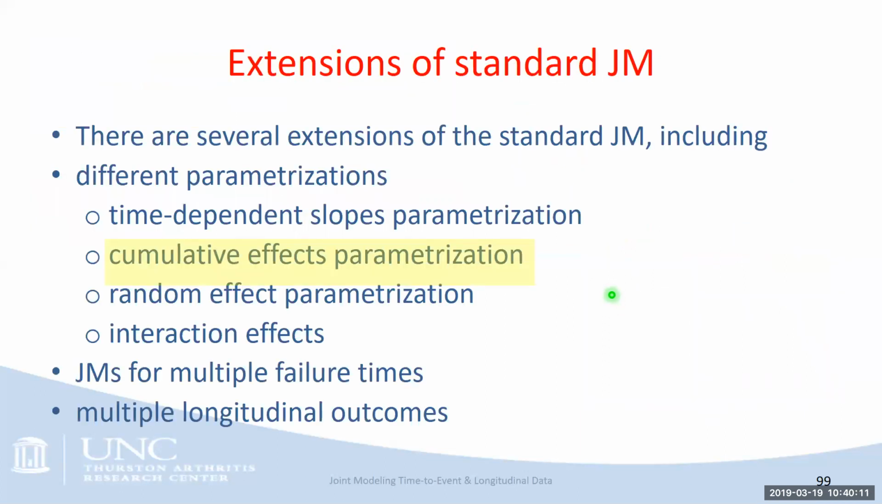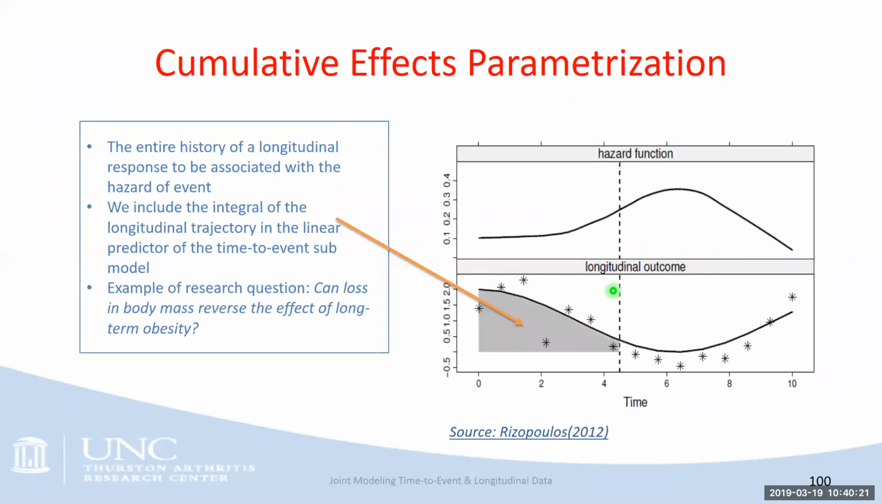So the purpose of cumulative effect parameterization is to include the entire history of the longitudinal response in the survival submodel. Look at this picture. It can be done with the integral of the longitudinal trajectory. And here is an example when this extension can be useful. Imagine you have this research question: can loss in body mass reverse the effect of long-term obesity? So you will use the whole history of this patient, his weight for many years.